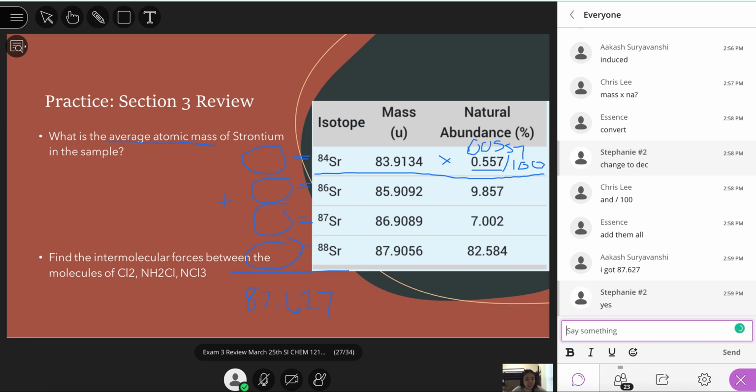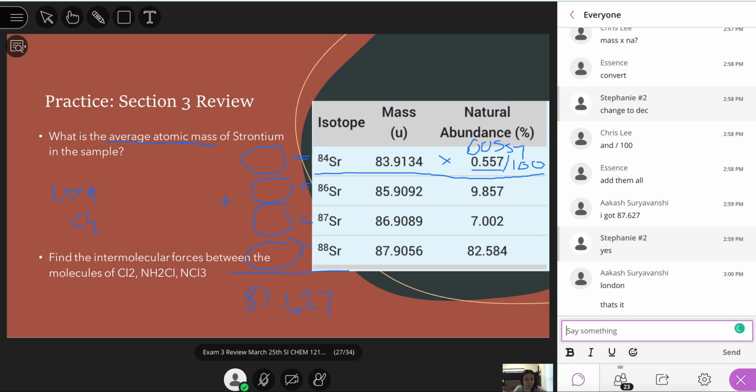What about Cl2? What are the intermolecular forces in Cl2? What forces are we having? Are we having London? Are we having hydrogen? Are we having ion-induced? Okay, we're having London. What else are we having, or is that it? That's it. Yep, exactly. So with this, you're just having London dispersion.